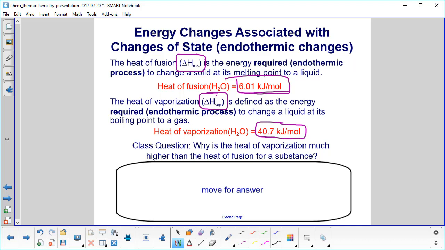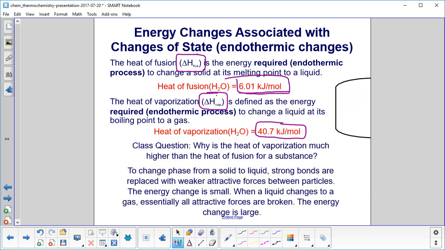Why is the heat of vaporization much higher than the heat of fusion for the same substance? So take a couple seconds to think about that, write down an answer or discuss it if you're with somebody, and then we'll move this box in a second. Okay, here we go.